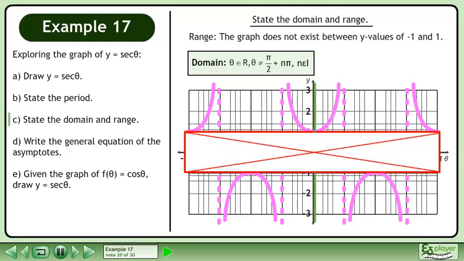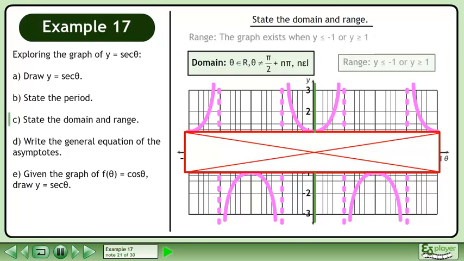The graph does not exist between y values of negative 1 and 1. The graph exists when y is less than or equal to negative 1 or y is greater than or equal to 1. This is the range.